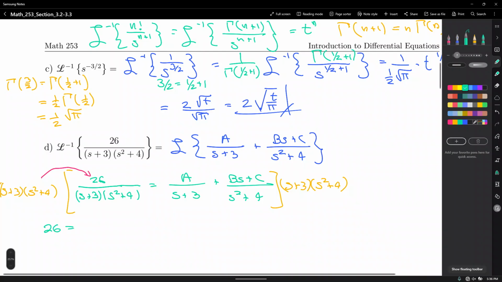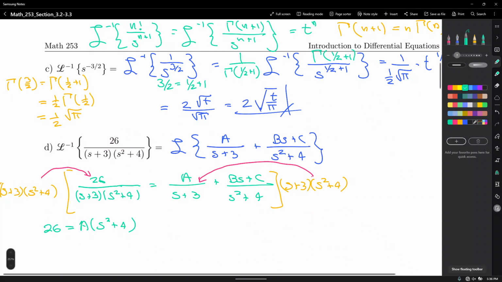While distributing, that actually cancels everything in the denominator, leaving us with a 26 on the left-hand side. And then distributing, check this out, distributing these two factors over the first fraction. Do you guys see how the s plus 3's get canceled, leaving us with a times s squared plus 4, all right? The s plus 3 is canceled. We end up with a times s squared plus 4, right? Because multiplication and division cancel out.